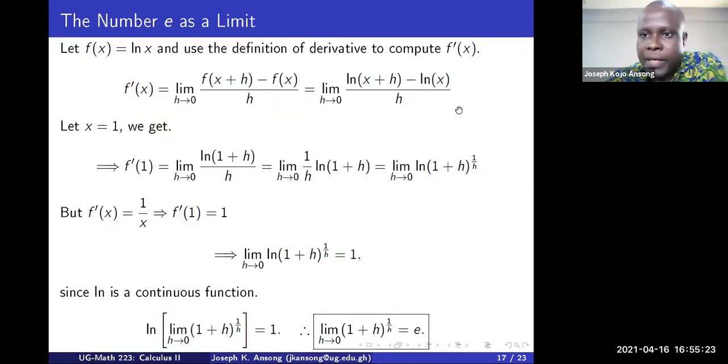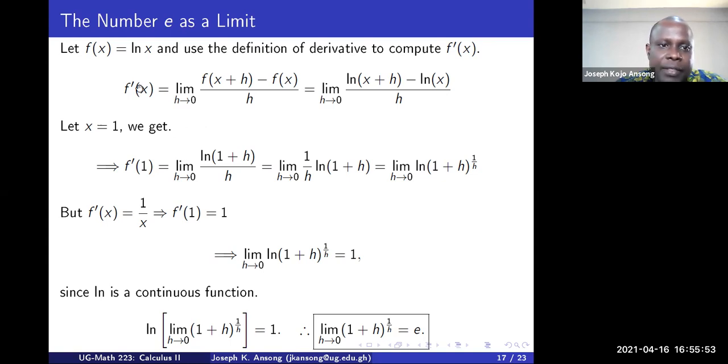The number e, like we did for the logarithms, can also be written as a limit. So we want to look at, in the next couple of minutes, the number e as a limit. So if you let the function f of x be ln x, we can use the definition of the derivative to compute the derivative of f of x, right? And then from there, it will help us to find e as a limit, okay?